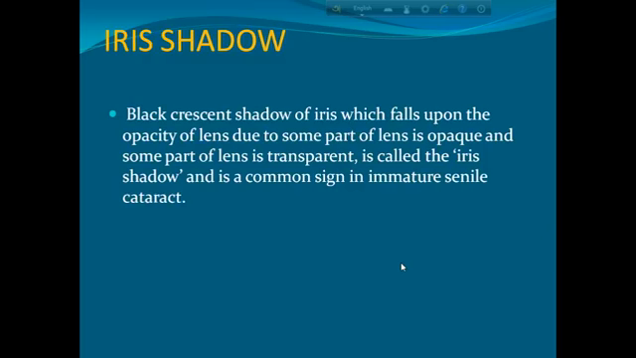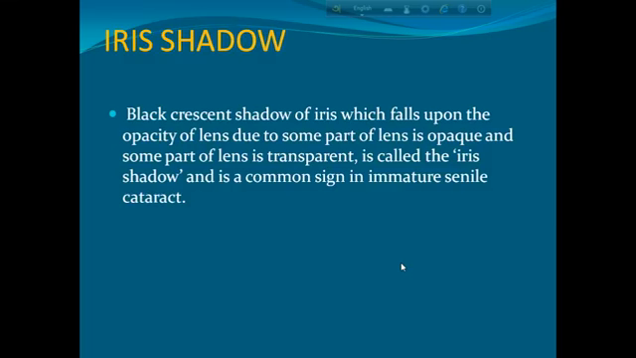And what is iris shadow? This is the black crescent shadow of iris which falls upon the opacity of lens, due to some part of lens being opaque and some part of lens being transparent. It is called the iris shadow. It is a common sign in immature senile cataract.